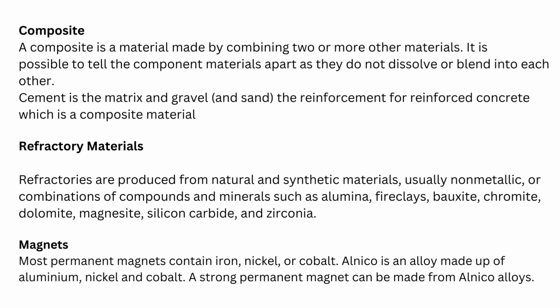Now here, let us look into reinforced concrete, an example of a composite. Cement is the matrix, and gravel and sand are the reinforcement for the reinforced concrete, which is a composite material. So a composite is a material made by combining two or more other materials.